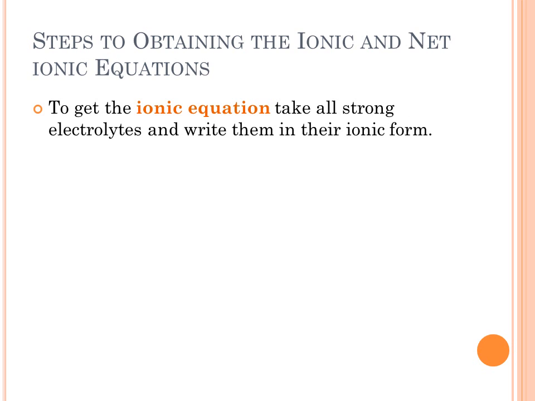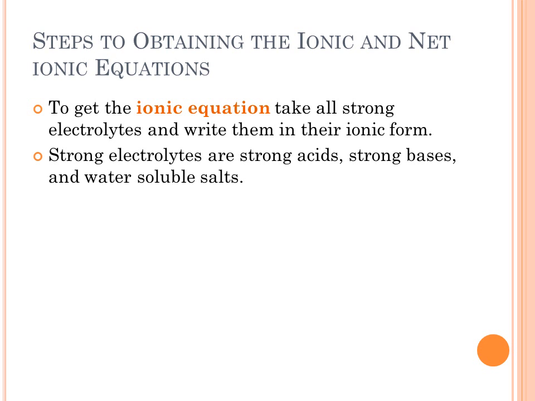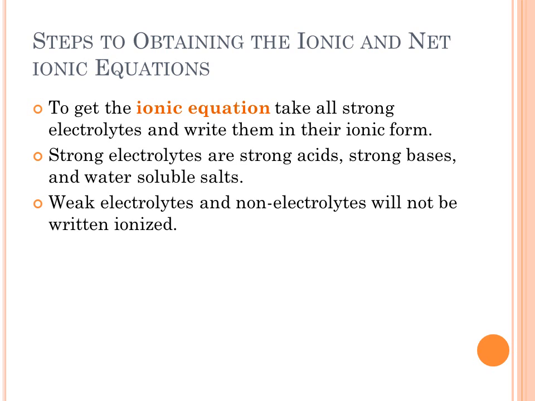Now to get the ionic equation, we're going to take all the strong electrolytes and write them out in their ionic form. So the ionic equation shows everything in its ionic form that's a strong electrolyte. Strong electrolytes are your strong acids, your strong bases, and your water-soluble salts. The weak electrolytes, which only partially ionize, and non-electrolytes, which don't ionize, will not be written in an ionic form.